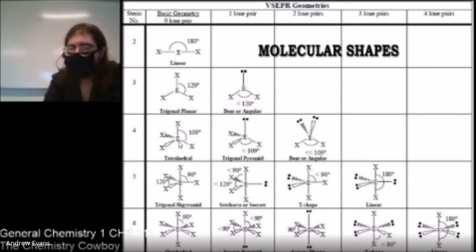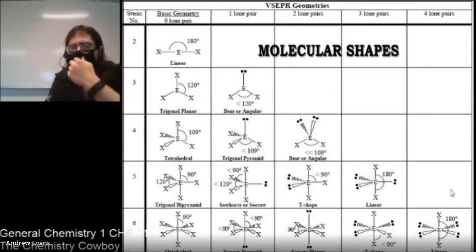If we have four things around it and one lone pair, it's trigonal pyramidal. If we have two lone pairs, it becomes bent. When we have trigonal bipyramidal and we have one lone pair, it becomes seesaw or sawhorse. If we have two lone pairs, it becomes T-shape. And if we have three lone pairs, it becomes linear. And we'll talk about this. Then octahedral, if we remove one, becomes square pyramidal, followed by square planar, followed by T-shape, followed by linear. So we have different possibilities based on how many elements.